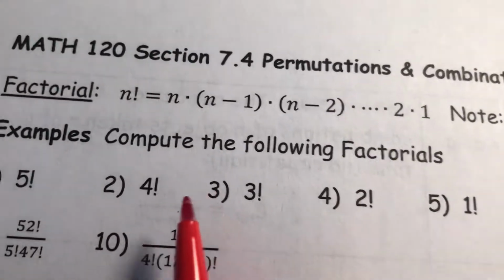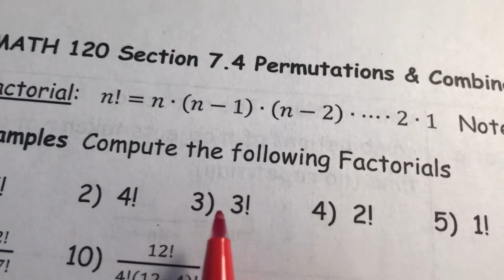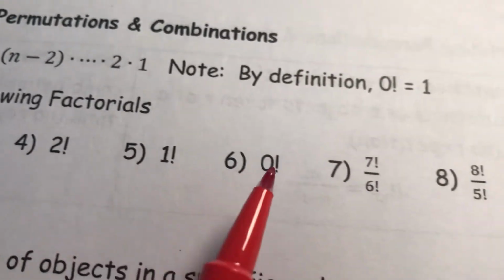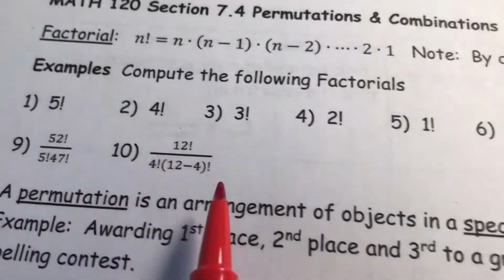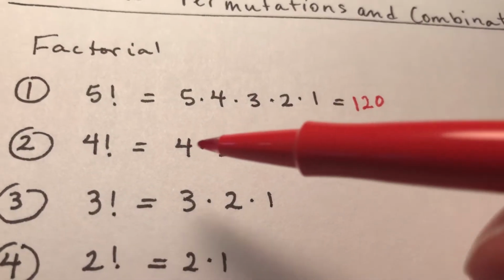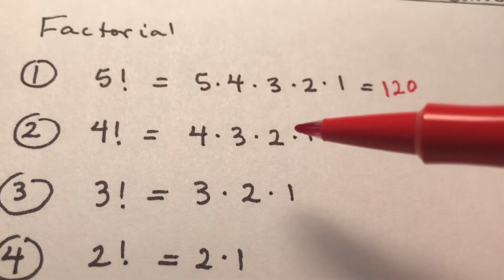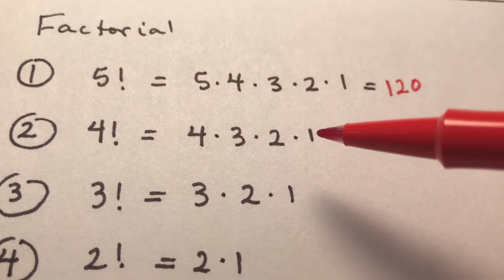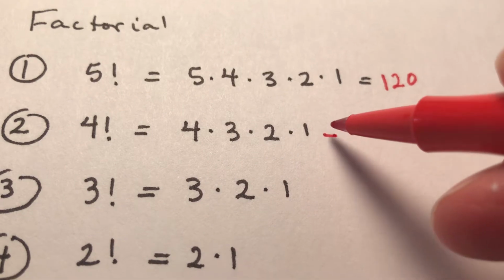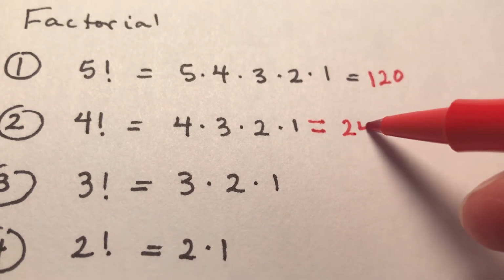All right, number 2 is 4 factorial, then 3 factorial, then 2 factorial, then 1 factorial, then 0 factorial, and then some combinations. So let's take a look. 4 factorial means 4 times 3 times 2 times 1. And you can do that right into your calculator. You can pause this, and you'll see that that is 24.